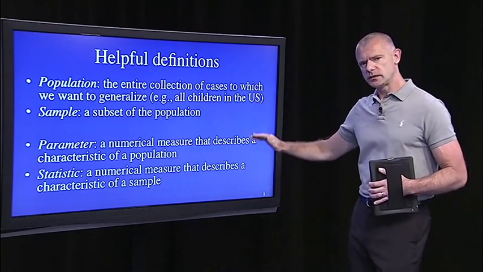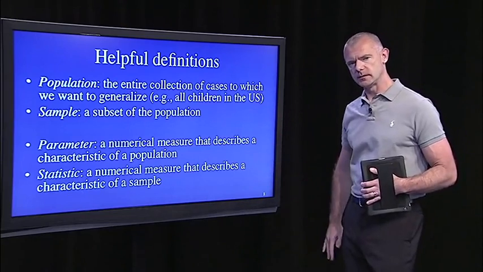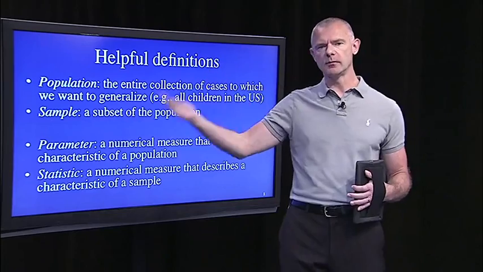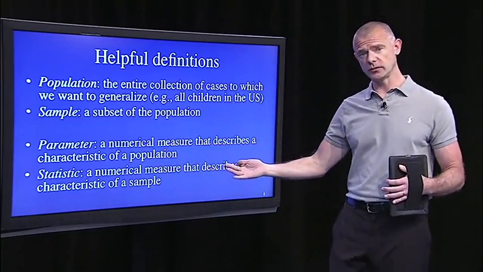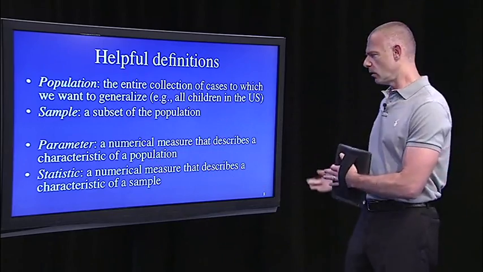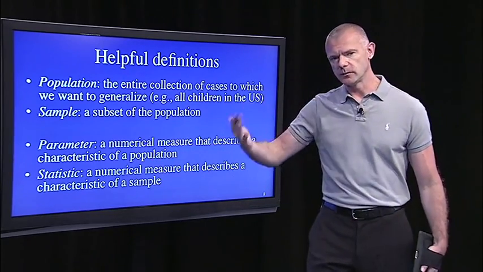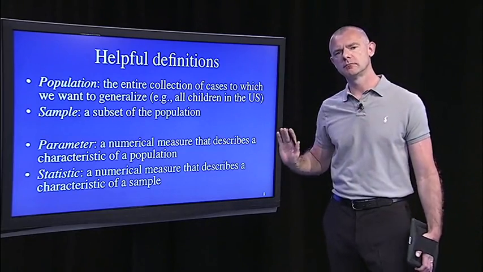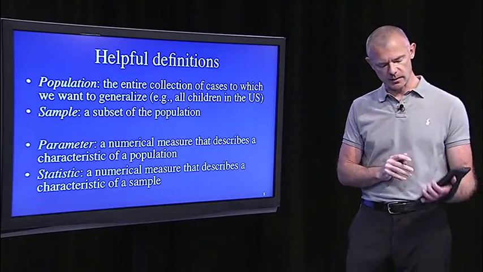It's also important to know the distinction between parameter and statistic. So a parameter is just a numerical measure that describes some characteristic of the population, and a statistic is a number or measure that describes some characteristic of a sample. So parameters, populations, statistics, sample.